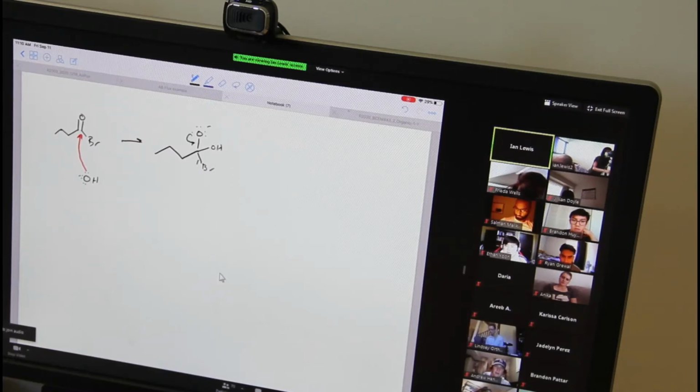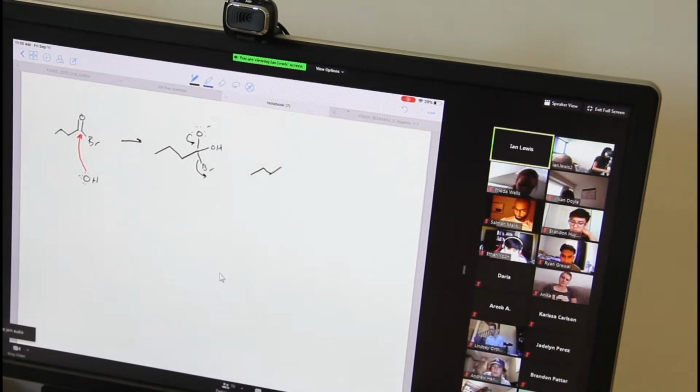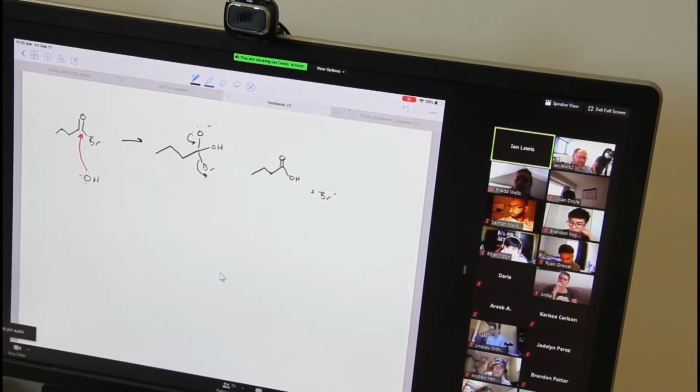Back down, and then bromide would leave, and you would have something that looks like this, right? OH, and then plus Br minus. Yep, this all looks familiar.